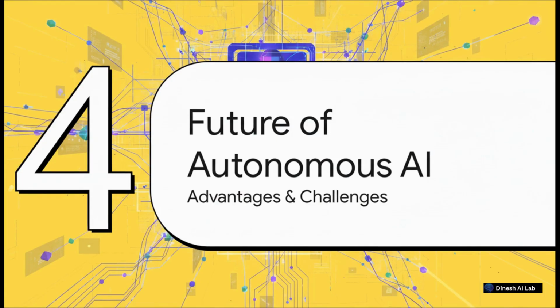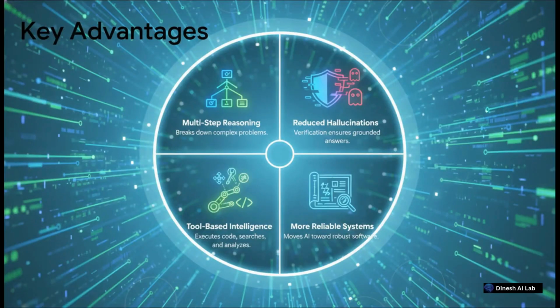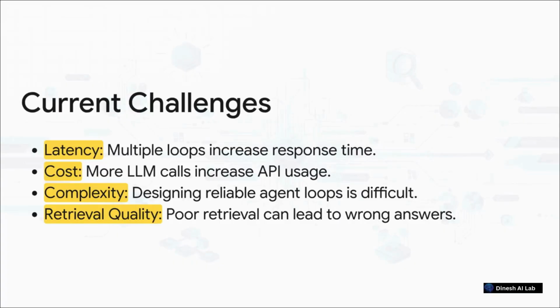So let's talk for a minute about why this all matters and what it means for the future of AI. The advantages here are pretty clear. You get true multi-step reasoning that can tackle complex problems. You dramatically cut down on hallucinations because every answer is constantly being checked against the source data. The AI gets what you could call tool-based intelligence, letting it perform real actions. And all of this together makes AI systems way more reliable, moving them from being these unpredictable novelties toward being truly robust engineered software. But of course, it's not a silver bullet.